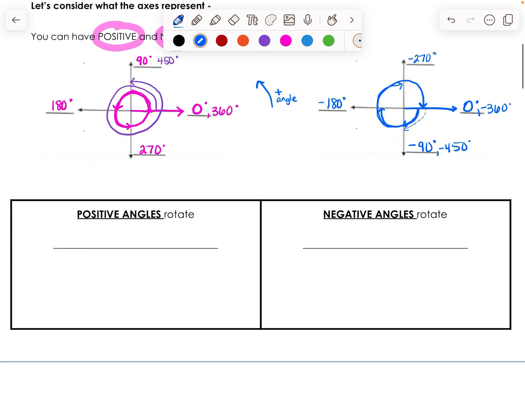All right, so positive angles rotate starting from here. They rotate this way, so that's counterclockwise. Negative angles, again, start on the positive x-axis and go this way, which is actually clockwise.